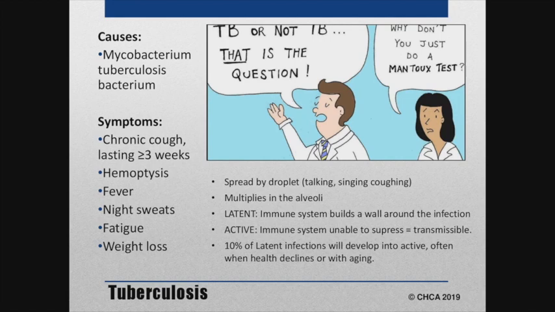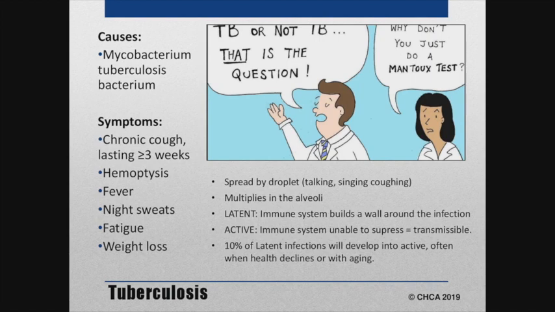Tuberculosis is another disease that is more prevalent in First Nation communities, and we must be aware of it. The cause, of course, is Mycobacterium tuberculosis, and the symptoms are usually a chronic cough greater than 3 weeks, hemoptysis, fever, night sweats, fatigue, and weight loss. This is spread through droplets and can multiply in the alveoli.